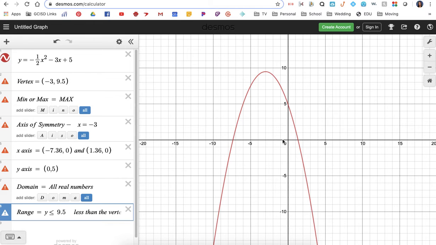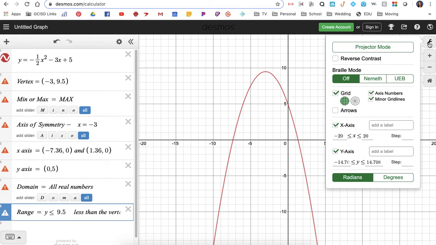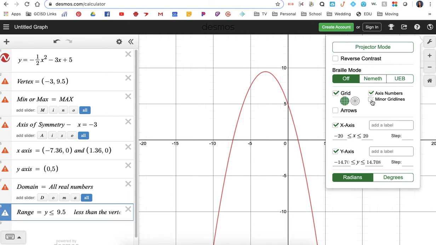See right now how it's counting by 5s going up and down and left and right? If I come over here to this wrench right here, click on the wrench, and I'm going to do 3 changes. First change is I'm going to take off all those little baby boxes, all the minor grid lines. Second thing I'm going to do is tell my x-axis what to step by or what to count by. I want it to count by ones. I also want my y-axis to count by ones.